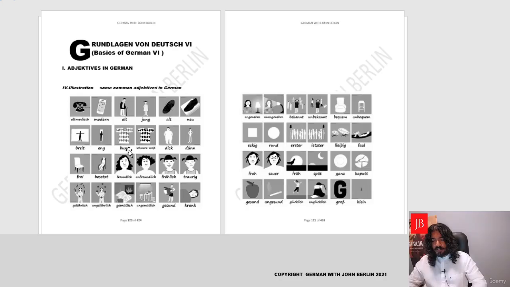Now we have another combination, bunt, schwarz und weiß. Bunt, it's black and white, we can't see it, but it's basically colorful. Various colors. So here is a t-shirt. We could say, das ist ein buntes Hemd, or ein buntes T-Shirt. And here we could say, das ist ein schwarz-weißes T-Shirt. That's a black and white t-shirt.